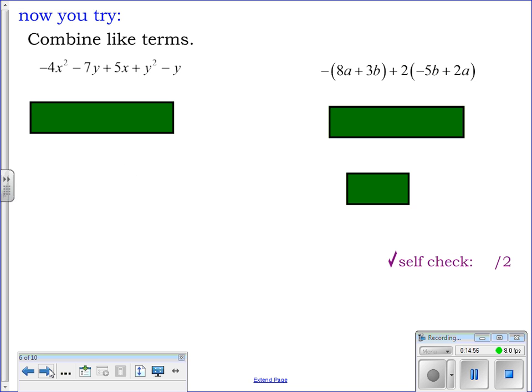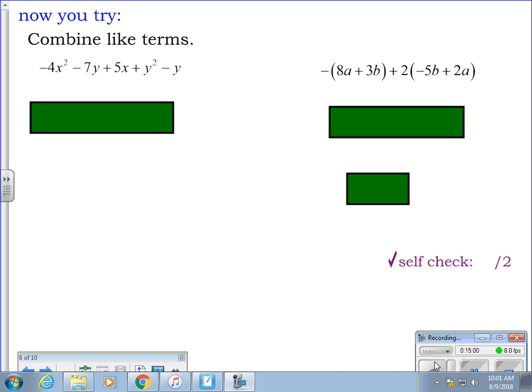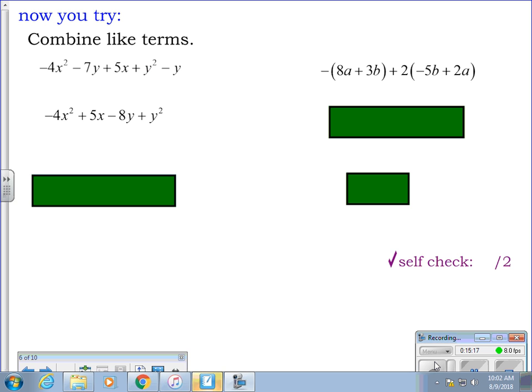Your turn. Okay. Let's look at these. First example, you only have one set of like terms. The only like terms you have are negative 7y and negative y. None of the rest of those terms in there have any other corresponding like terms. So the 4x squared stays the same, the 5x stays the same. You have negative 8y plus y squared. Like I said, I put it in standard form.